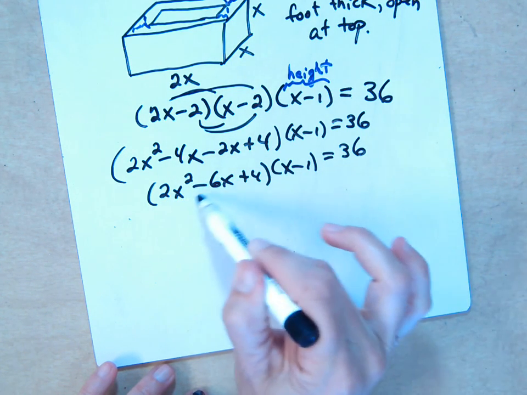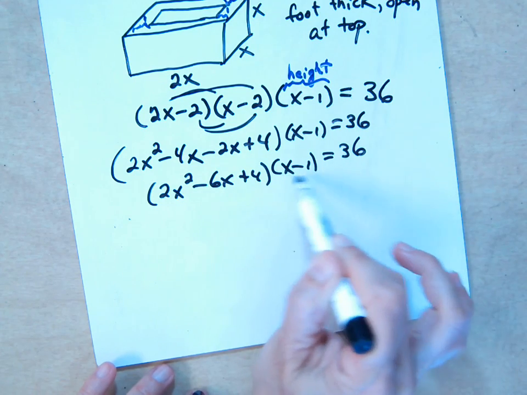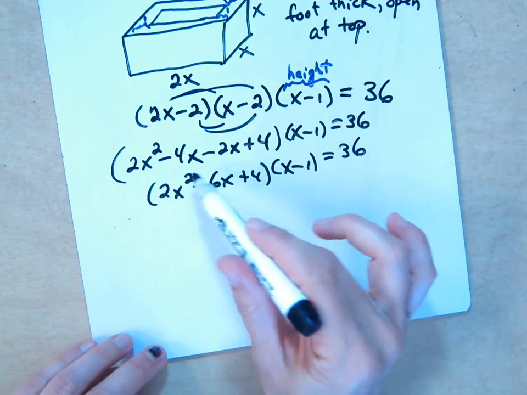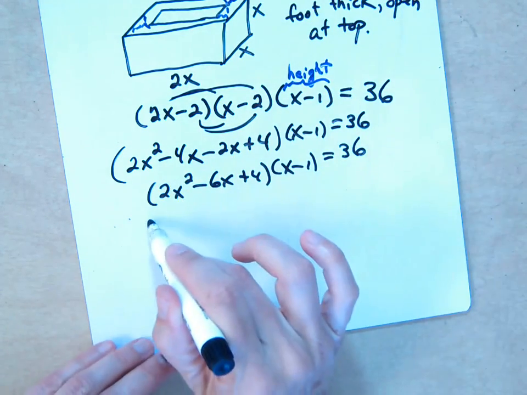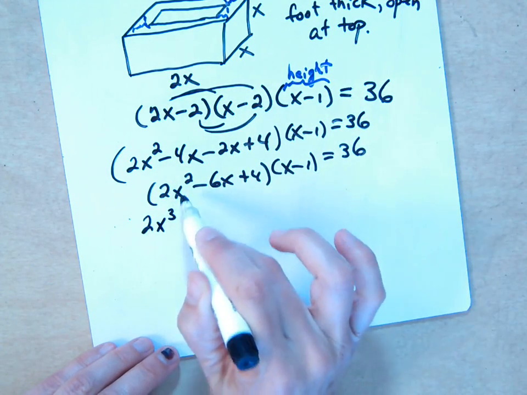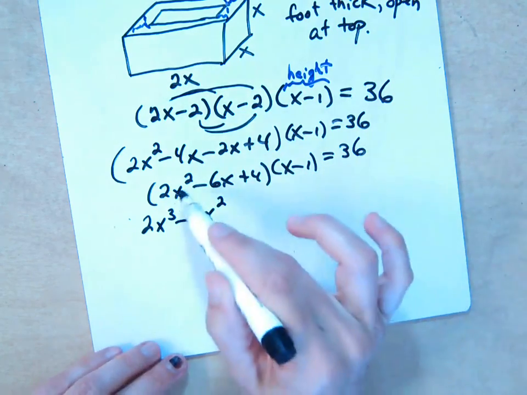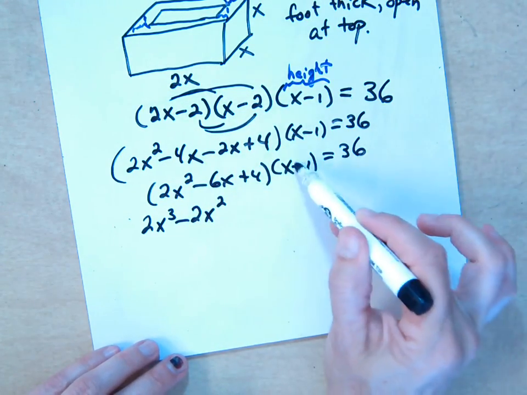You have to distribute each of these three to each of these two for a total of 6 terms. 2x squared times x is 2x cubed. 2x squared times negative 1 is minus 2x squared. That's done. Now we distribute the negative 6x to both of these.